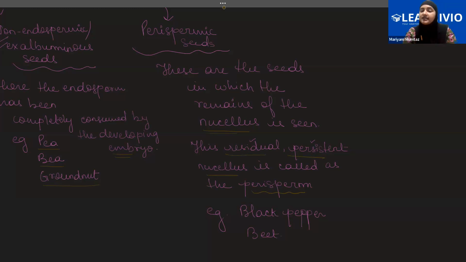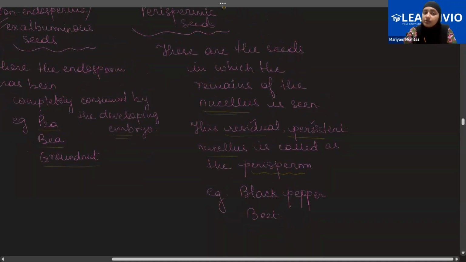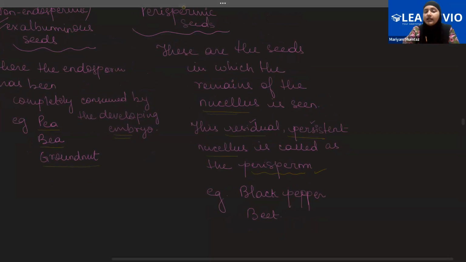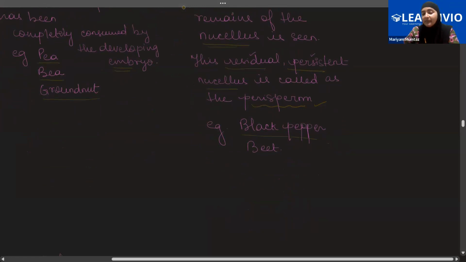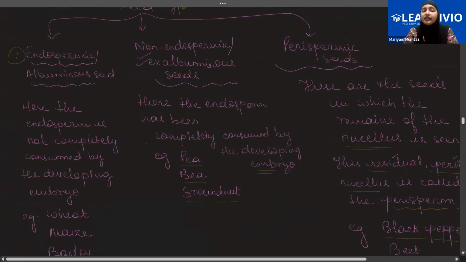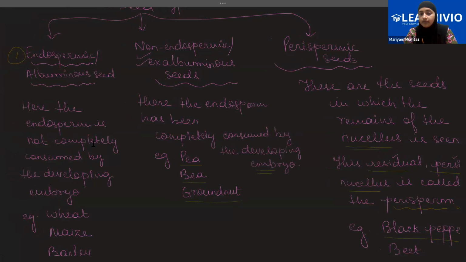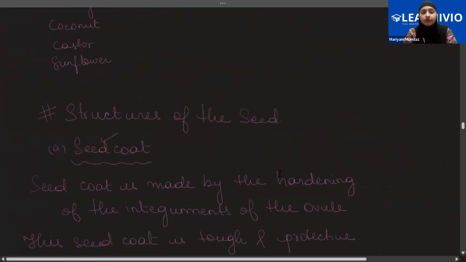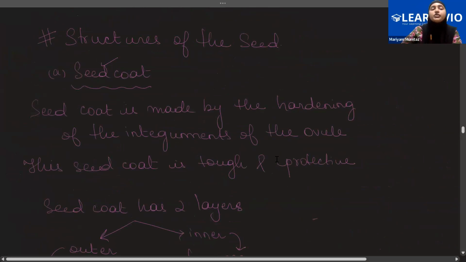Whenever the nucellus is present, even after fertilization is done, even after every process has been completed, if it is present, we'll call it perisperm. And all those seeds which have the perisperm present in them, we'll call perispermic seeds. The examples are black pepper and beet. So these are the various types of seeds depending upon whether the endosperm has been consumed or not. Is this clear to everyone? Yes, ma'am. Okay, now moving forward, we are going to talk about the structures of the seed.